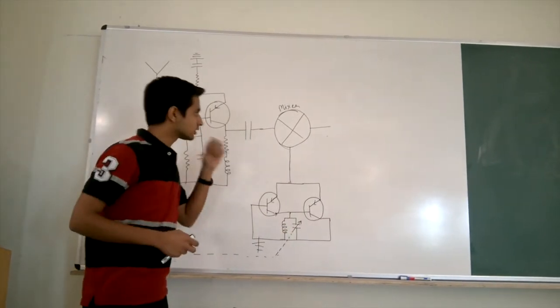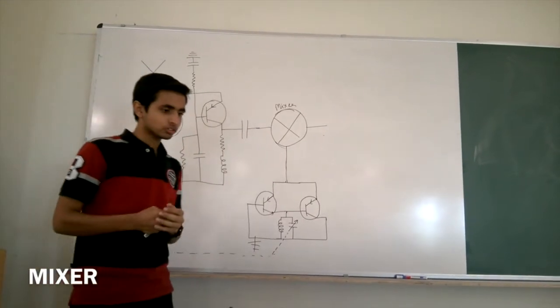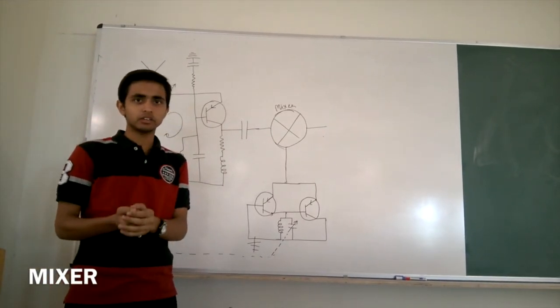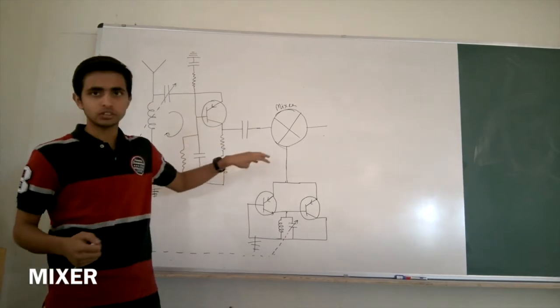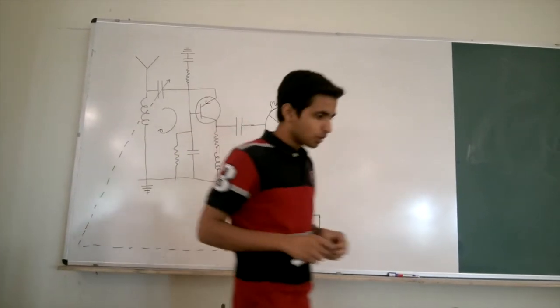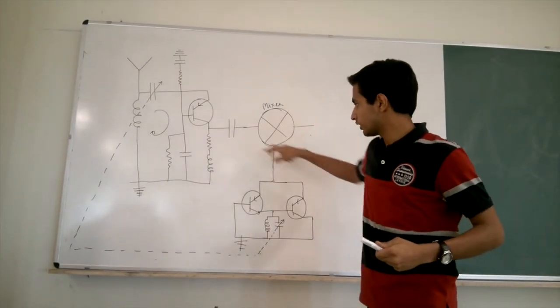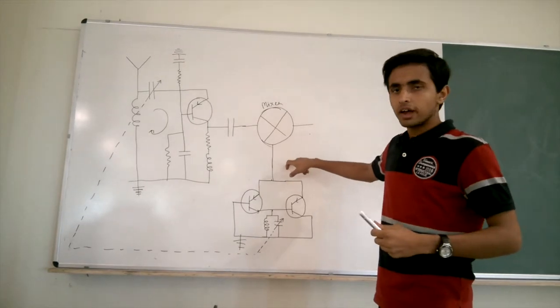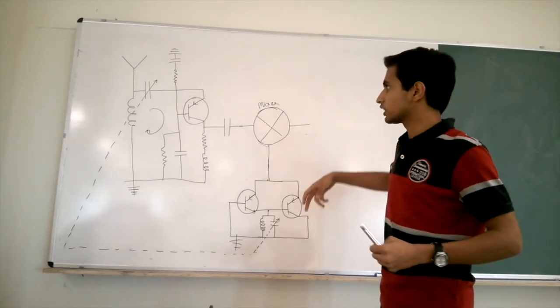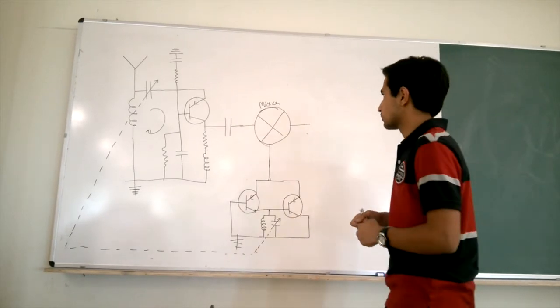Now the main part is the mixer. Basically the FM radio is called a superheterodyne, and heterodyning refers to the intermixing of two waves, and this heterodyning is done through a mixer only. What a mixer does is take two inputs, one from the receiver and one from the oscillator, and give us an output of frequency equal to the difference and sum of the frequencies of both the circuits.